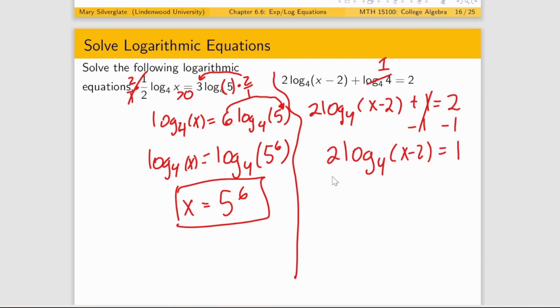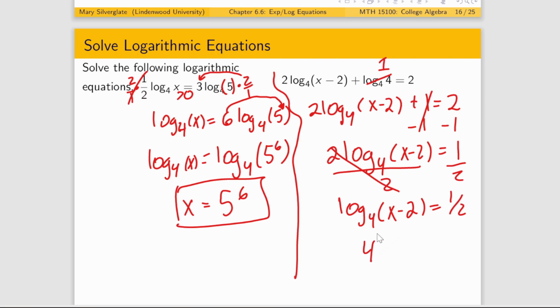Then I'm going to get rid of multiplying by 2 by dividing by 2 on both sides. And that gets us log base 4 of x minus 2 is equal to a half. Now I'm going to use the definition of a logarithm. So this means that 4 to the output is equal to the input. 4 to the 1/2 is the same thing as the square root of 4, which is 2, being equal to x minus 2, and then as a last step I would add 2 to both sides.